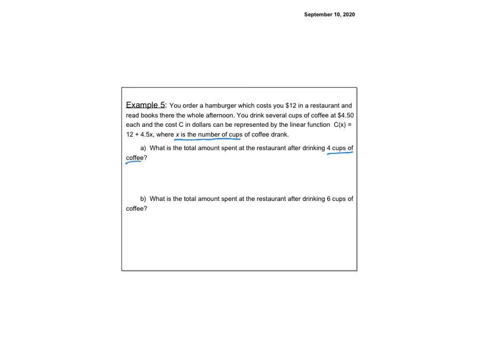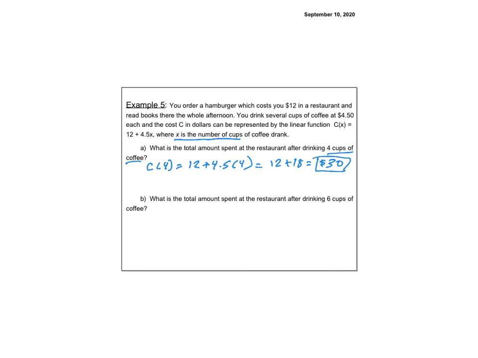So x is the number of cups of coffee, and they gave us 4 cups of coffee. So what are we going to do with the 4? We're going to plug it into the equation there for x. So C of 4 equals 12 plus 4.5 times 4. So we get 12 plus 18. And we always label our answer, so notice I'm putting a dollar sign because it's total amount spent, so that's $30.